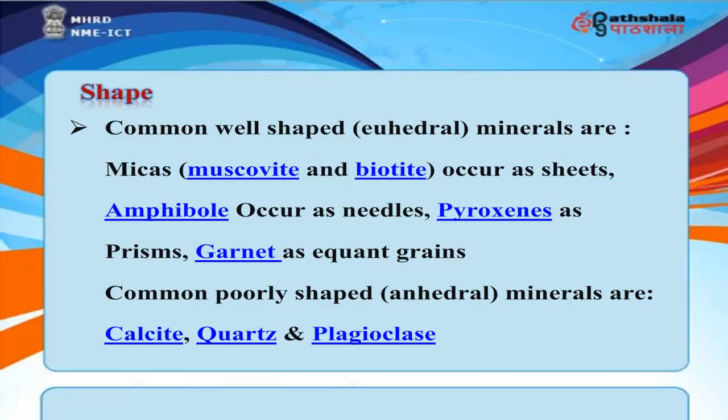Common well-shaped euhedral minerals are micas, muscovite and biotite, which occur as sheets, amphibole, which occurs as needles, pyroxenes, which occur as prisms, and garnet, which occurs as equant grains. Common poorly shaped anhedral minerals are calcite, quartz, and plagioclase.